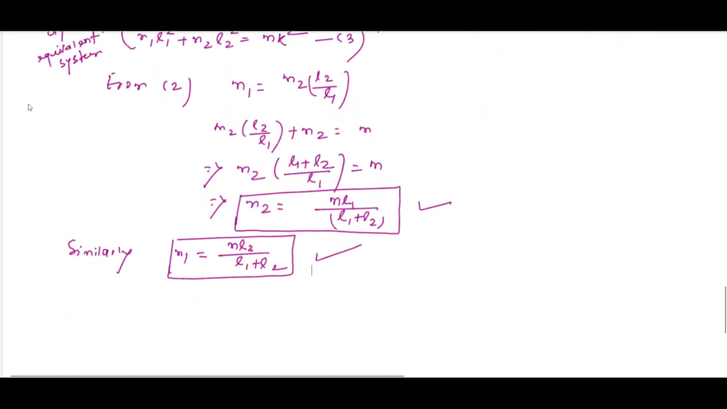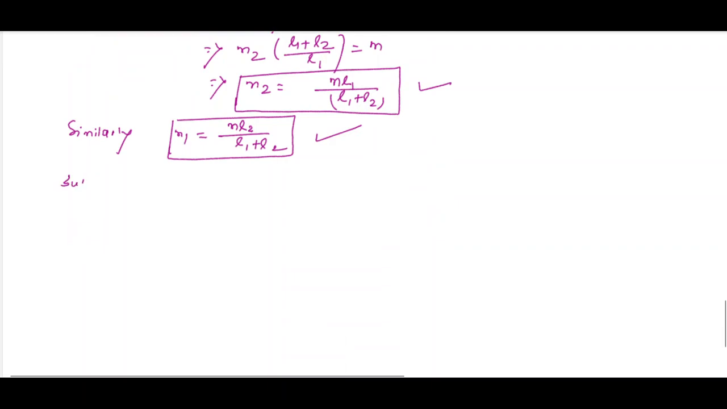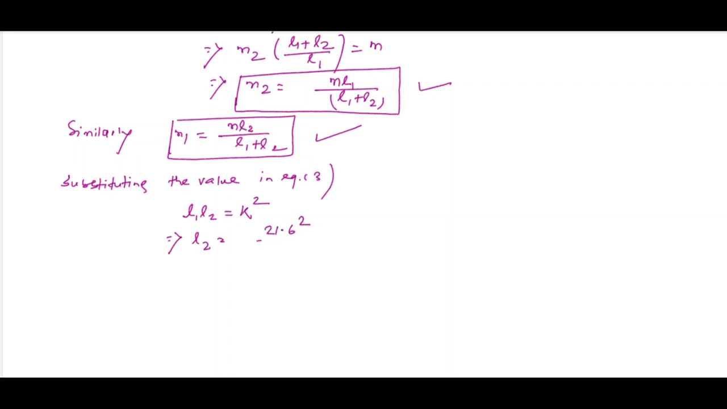Now, substituting the value in equation 3, you will get that l1 l2 is equal to k square. If you solve, your l2 will be 21.6 square, the k value we have already obtained, divided by 200, the l1 value we know. It will be 2.33 mm, okay, you can recheck, I may be wrong.